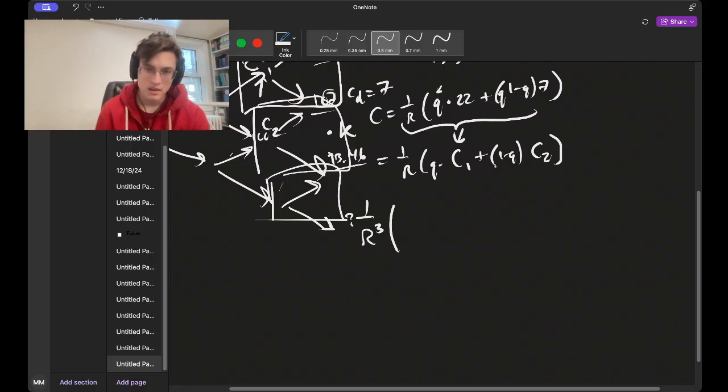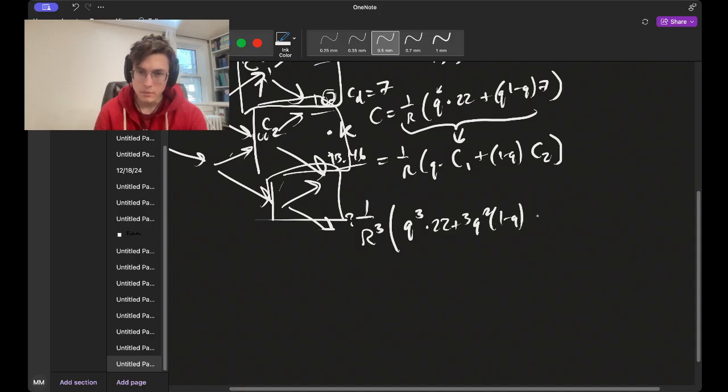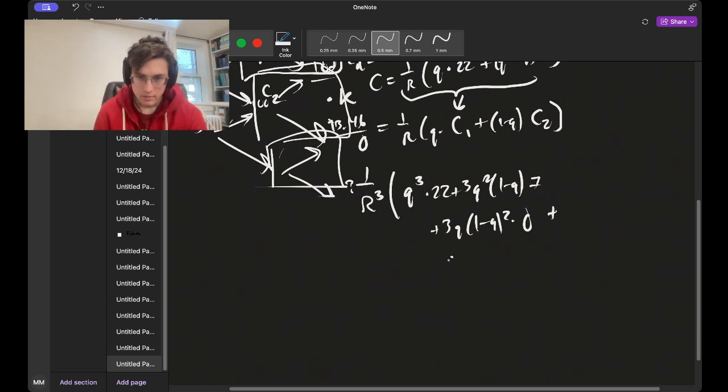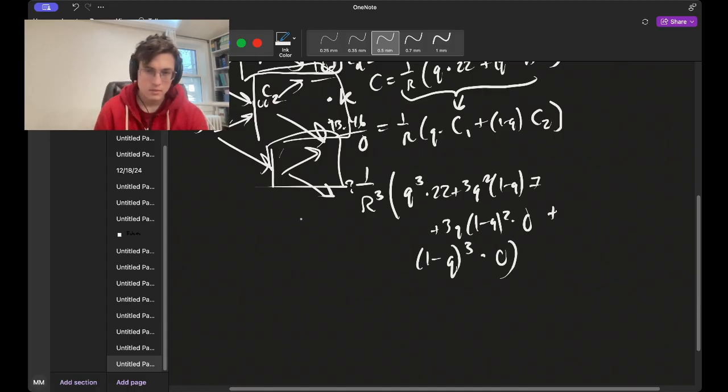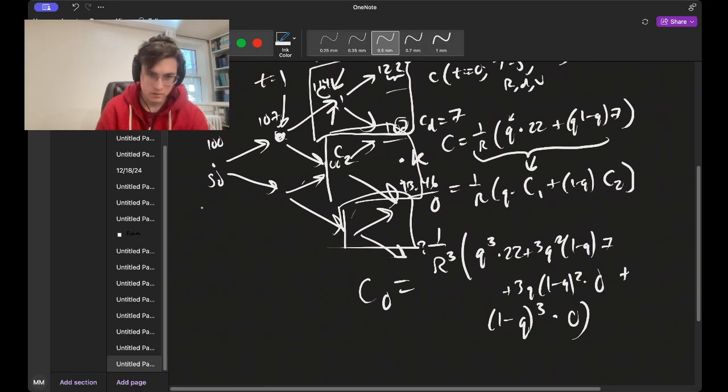The point I'm trying to make here is that inside this parentheses, we'll sort of have a binomial distribution sort of thing. q cubed times 22, plus 3q squared times (1 minus q) times 7, plus 3q times (1 minus q) squared times 0, so the price of this option is 0, right, because it's gone below the strike price. That's the payout. And then this will be (1 minus q) cubed, also times 0. So that's the price of our option starting at time period 0.